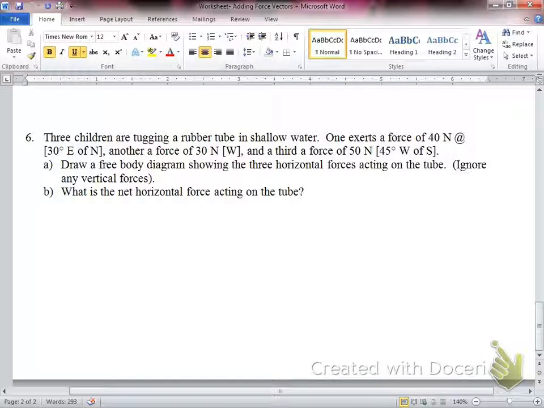Try this one on your own. You're going to do 3 individual forces here and solve for the components, and you want to find the overall net horizontal force acting. You don't have to ignore what part A says. I want you to find the net horizontal force.